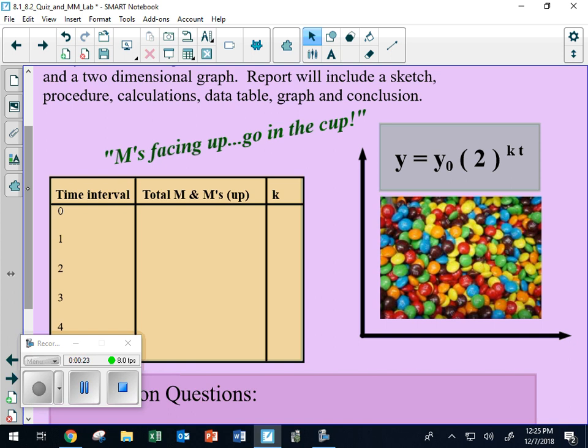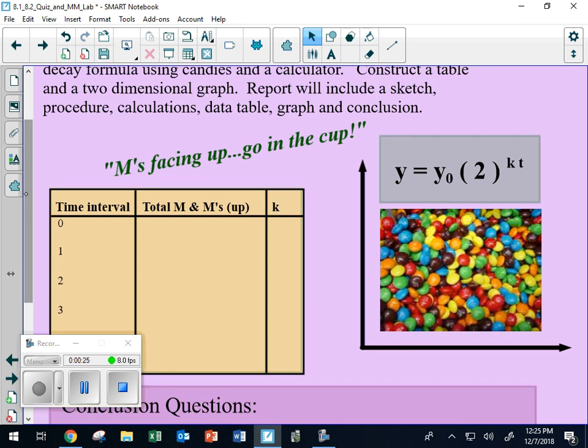Okay? What we are trying to do with this is you have some M&Ms, and you have at least 50 M&Ms. Right here on your table, it says time interval, and then it says total M&Ms. Your time interval at 0 is the time interval at the very beginning. You need to write however many M&Ms you currently have right here. Once you have all of those M&Ms counted, you need to put them all back in your cup, shake your cup, and then you need to pour them out on your placemat.